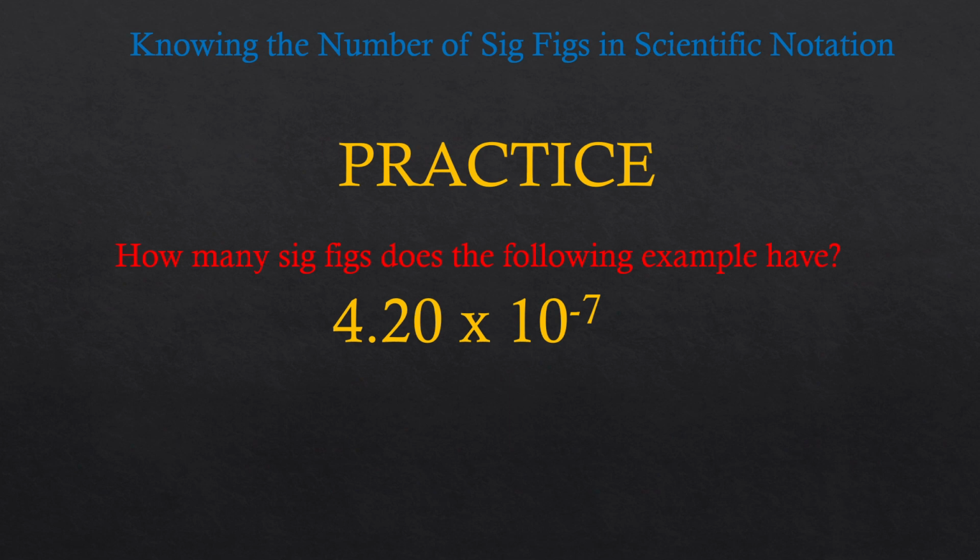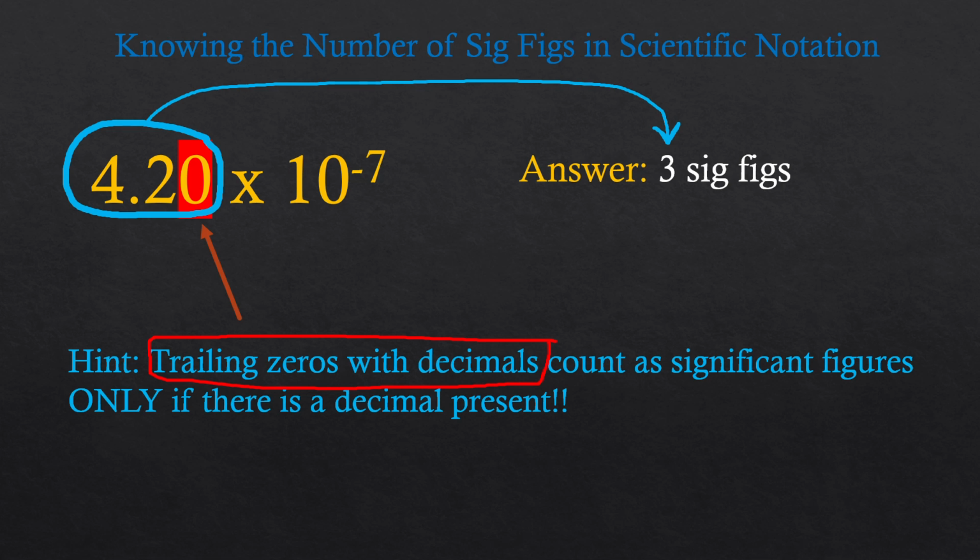All right, another example to work with. In this example, you have a total of 3 significant figures. This is also considered a trailing zero.